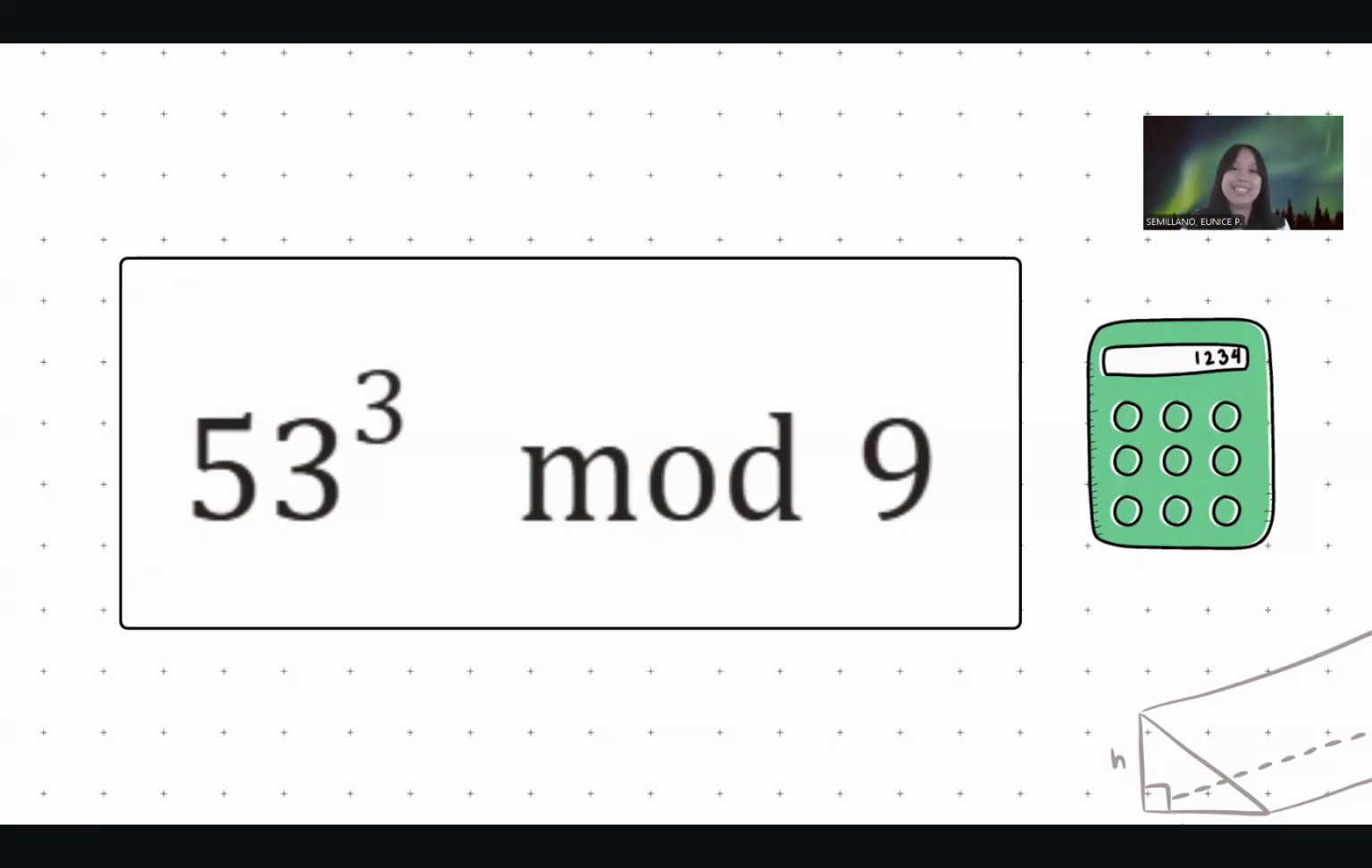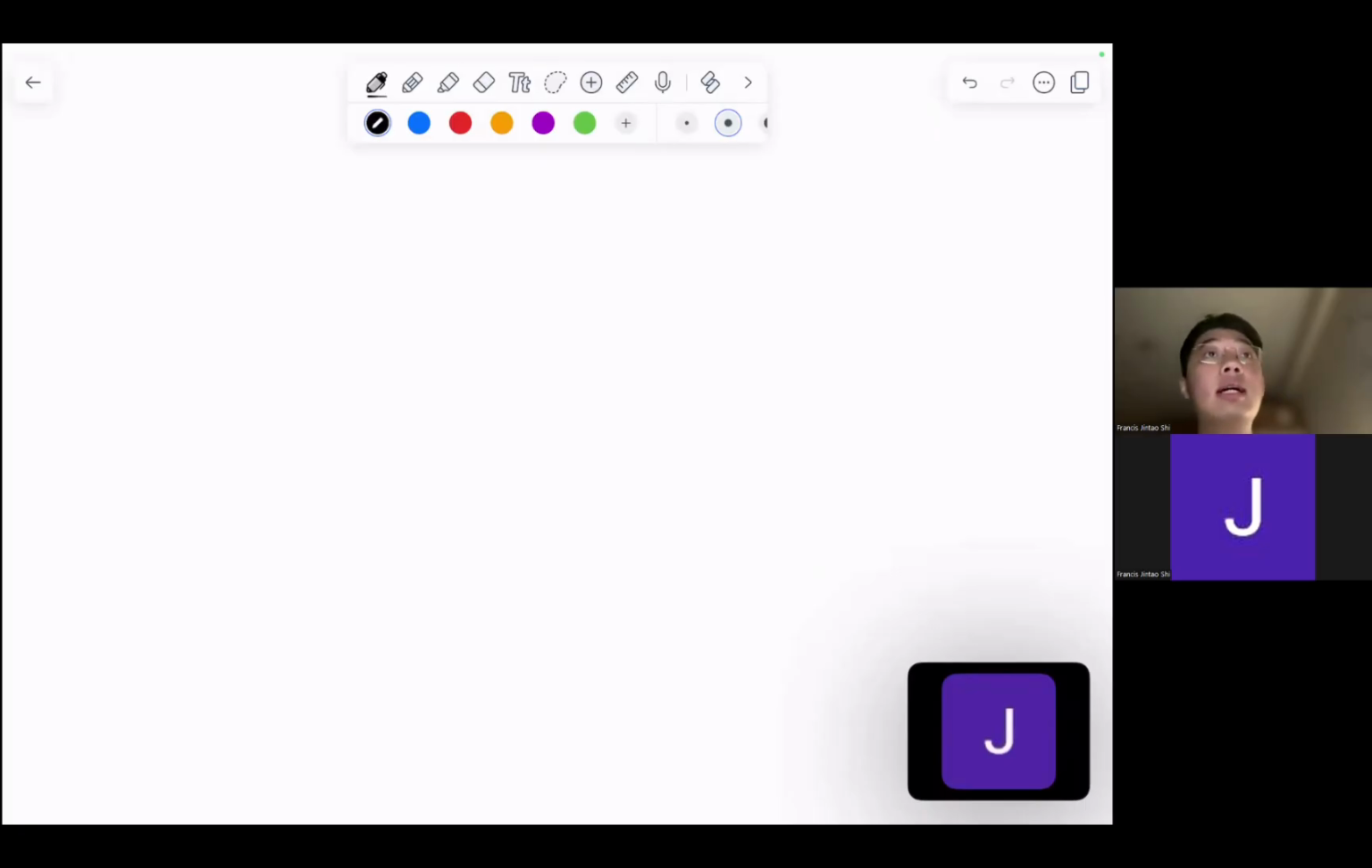So, are you ready? Given that 53 is congruent to 8 mod 9, that means 53 and 8 leave the same remainder when divided by 9.